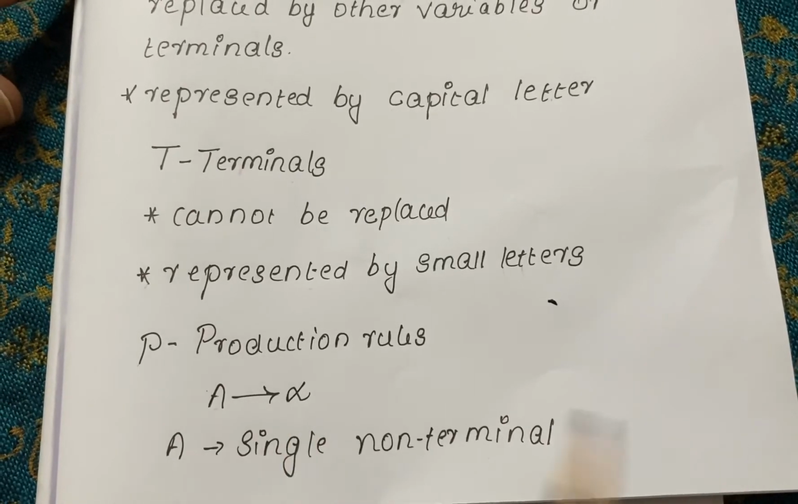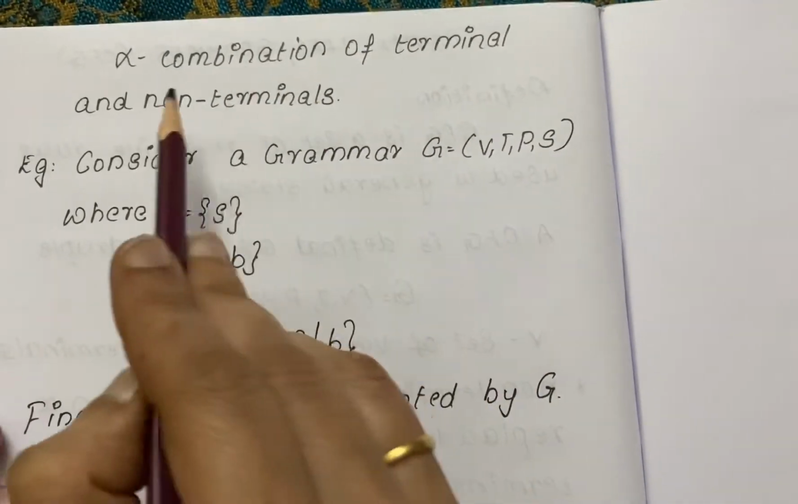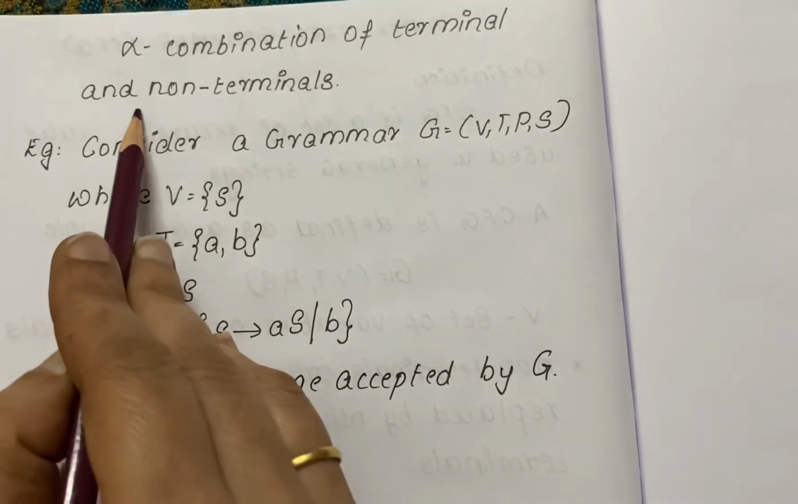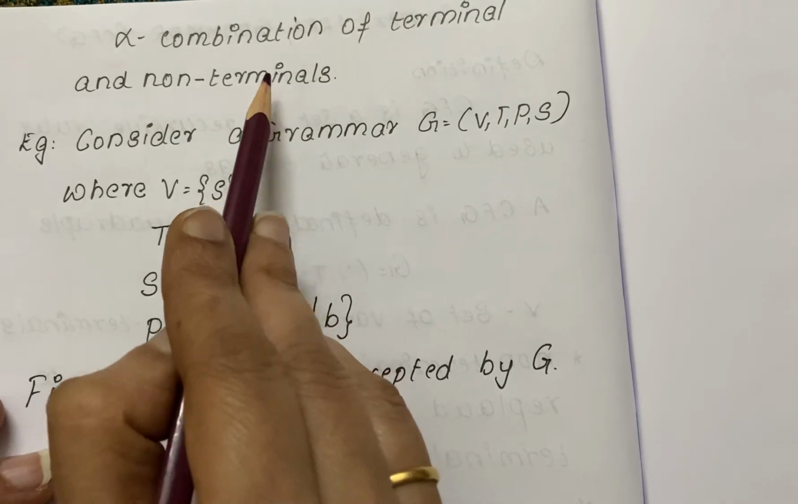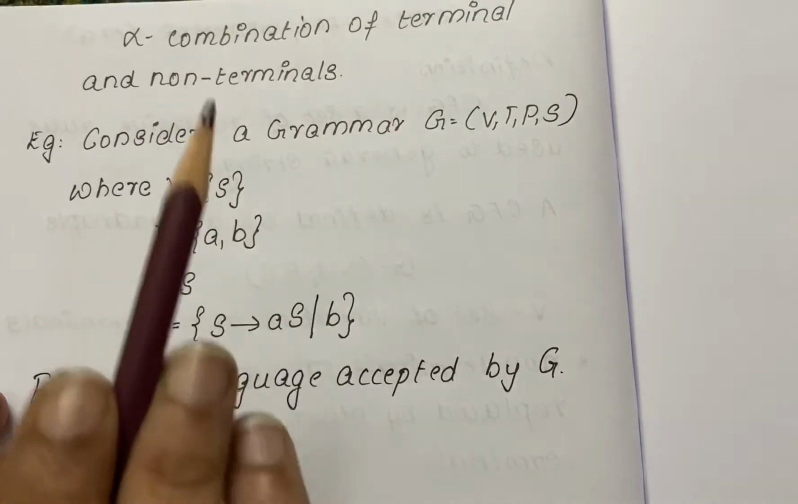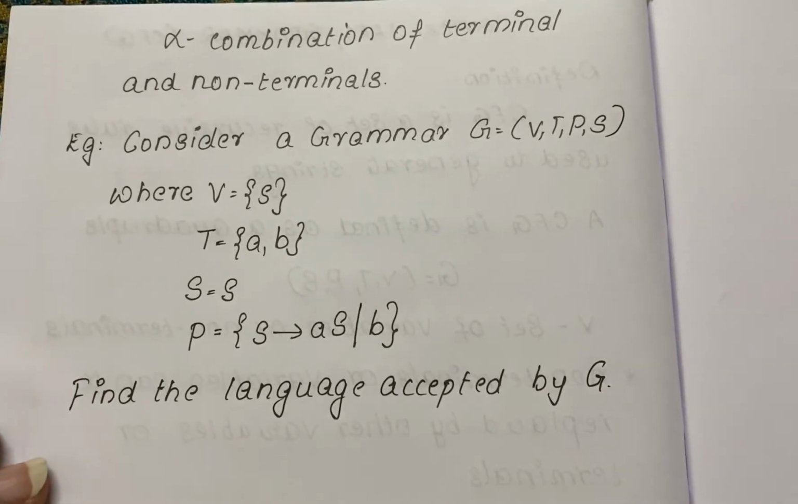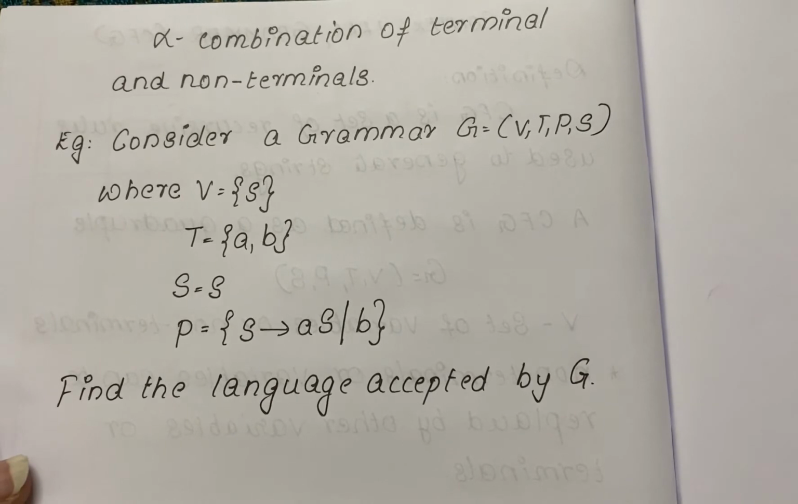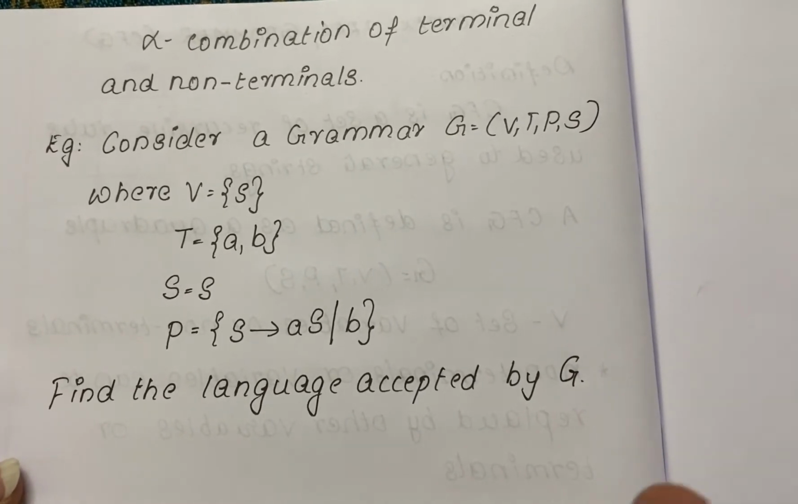Now what does this alpha stand for? It is a combination of terminals and non-terminals, that is, a combination of small letters as well as capital letters. When you go into the examples, you will have a clear idea of what a context-free grammar is, and we will find the language which is accepted by that particular grammar. So let us come to an example and see how it works.